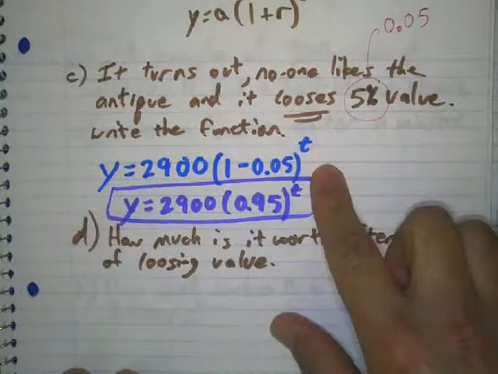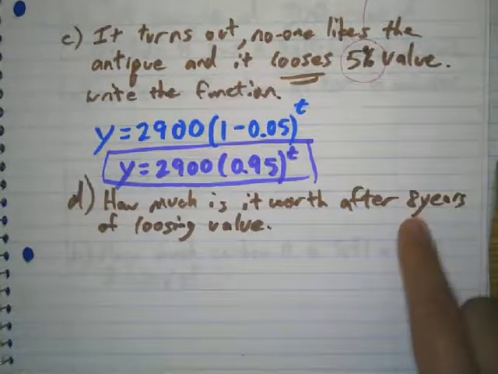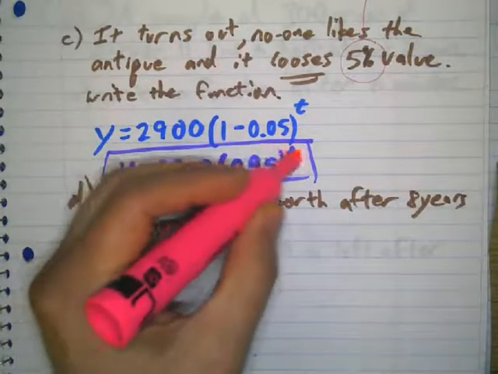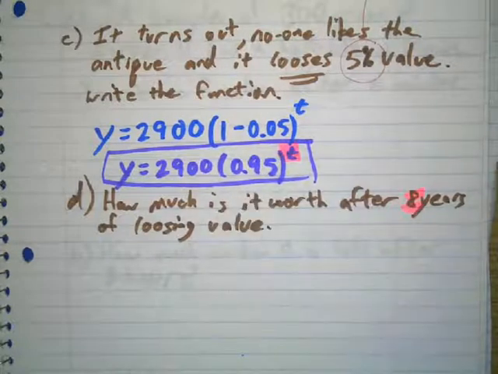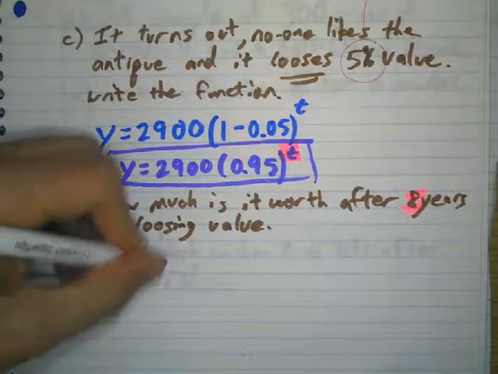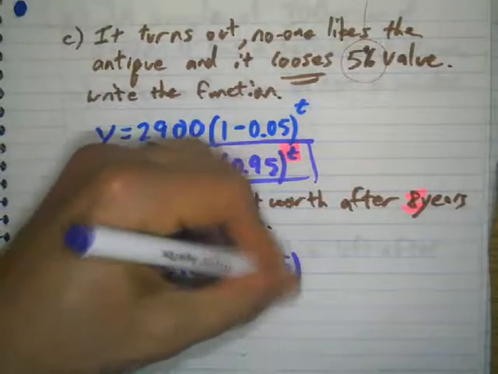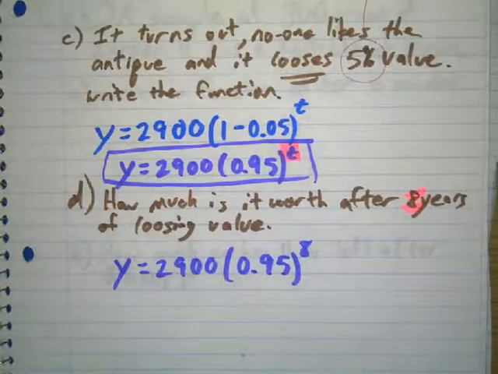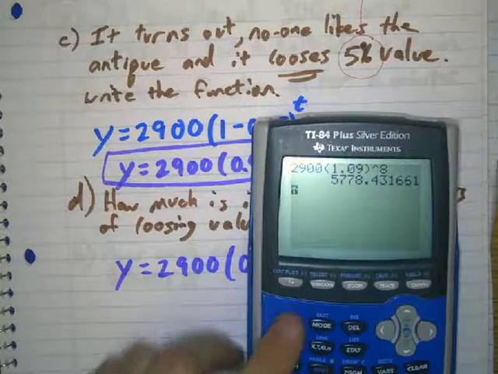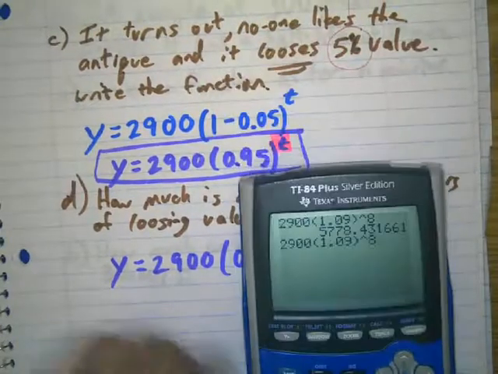Our antique is losing value, so for decay, what is it worth after 8 years? So we're going to replace the t here with 8. So we get y equals 2,900 times 0.95 to the power of 8. And let's type that into my calculator. If I hit second enter, that gives me the entry that we had here before.